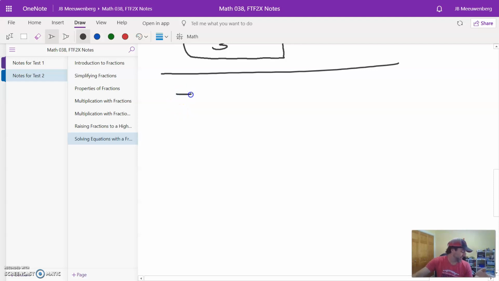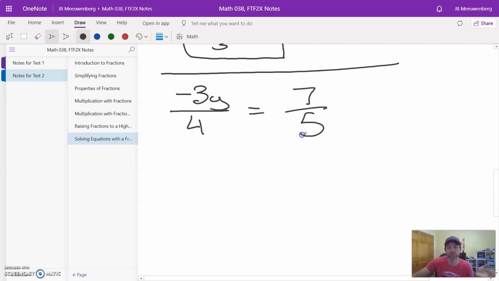Negative 3y over 4 is equal to 7/5. Pause it, try it. My first question is, what is the coefficient? Find the variable. It's y. It's got a negative 3 in front of it, but it's really negative 3/4. So the coefficient is negative 3/4. I need the negative 3 and the 4, I need that whole thing to disappear.